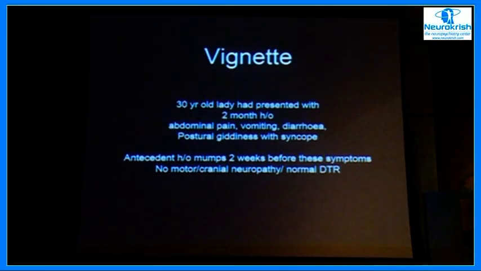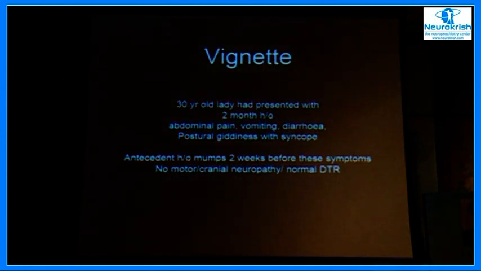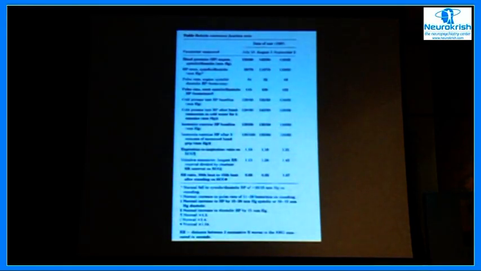Now, this is another lady who presented to us about maybe 14 years ago with a 2-month history of abdominal pain, vomiting, diarrhea, and postural giddiness, antecedent history of mumps 2 weeks before the symptoms, no motor or cranial nerve involvement, and normal DTRs. These were the autonomic abnormalities: abdominal compression, E/I ratio, Valsalva, supine to standing. No exposure to toxins. Workup for porphyria was negative. CSF protein 70. Mumps antibody was negative.